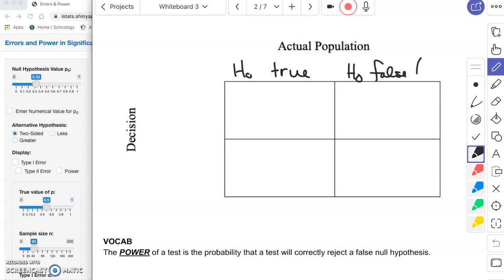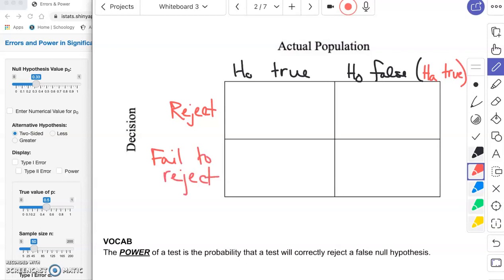If it makes more sense in your brain, you can say that if the null is false, then that means the alternative is true. And then what we do is we either reject or we fail to reject after we do our test. So there are 4 different ways this could play out. Now, if the null is true and we fail to reject, this is a correct decision. Okay? If the null is false and we reject, this is also a correct decision.